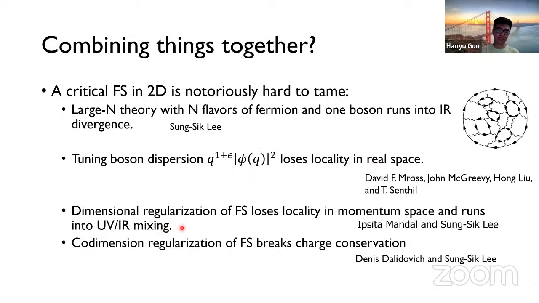And in some other ways, for example, you could do some dimensional regularization of the Fermi surface. But then by doing that, you actually lose another emergent locality, which is in momentum space. And there are some issues related to UV-IR mixing. And as we'll see later, the things that I'm going to talk about are very unique to a 2D Fermi surface.